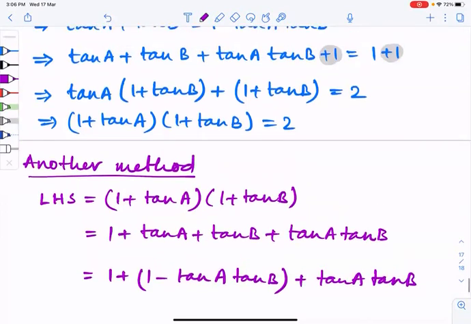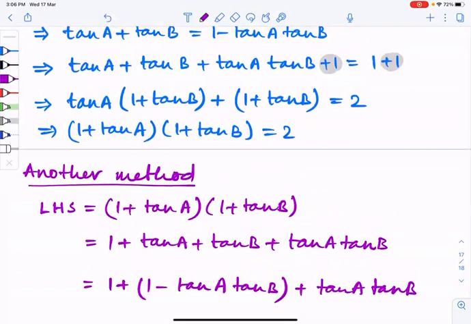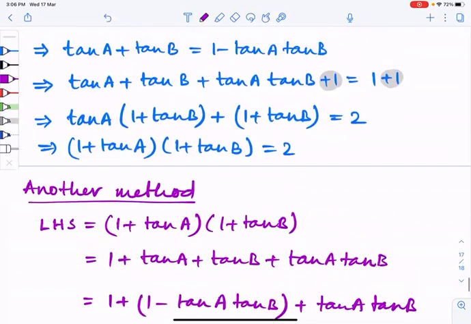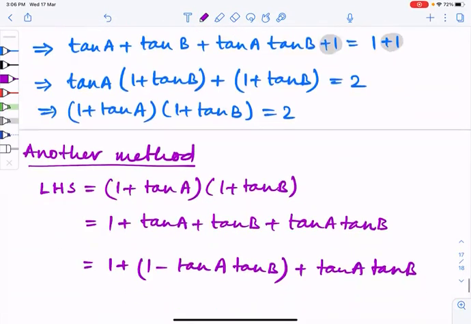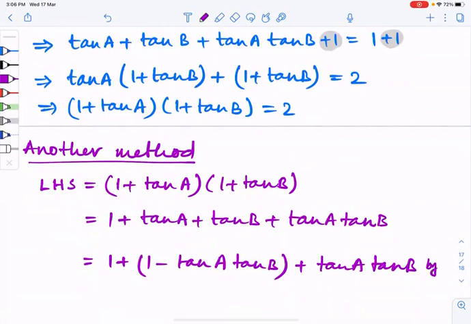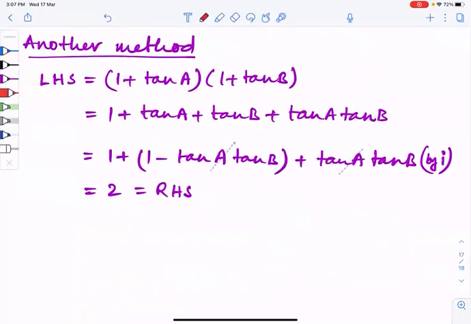Okay, how did I get this? It is coming from, say, we name it as number 1, like this. And immediately I get them cancelled, and the answer will be 2, equal to RHS. You can do that. There can be another method also.